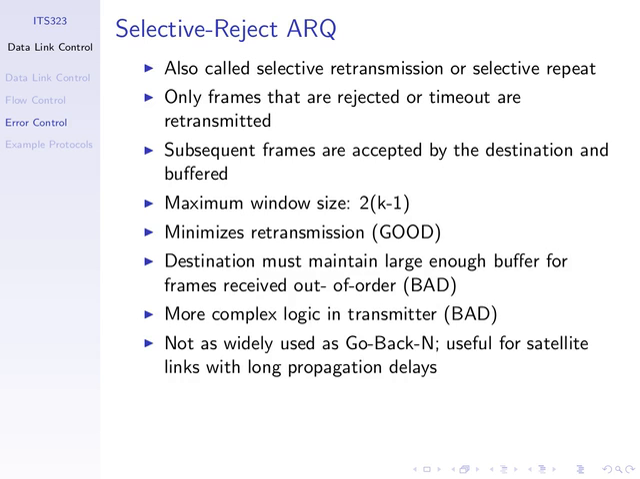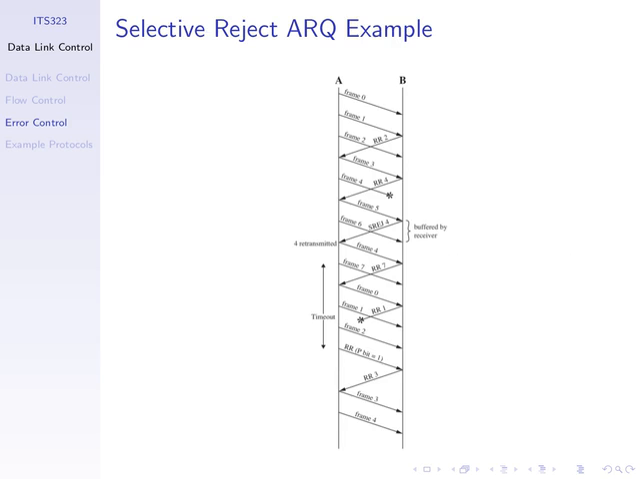Selective reject is very similar. Same scenario, send some frames, lose frame 4, 5 and 6 arrive. When we receive frame 5, we send a reject message, a selective reject, which means I'm expecting to receive frame 4. The only difference from go back N is that frames 5 and 6 are not discarded by B, but they are buffered by B.